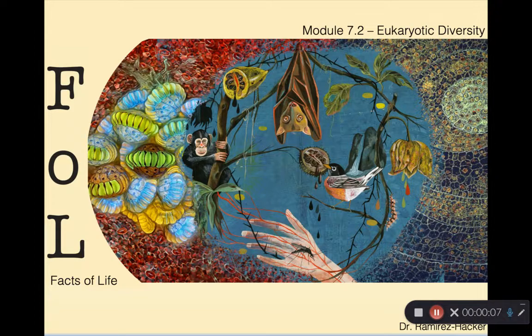All right, everybody, welcome back. We are continuing on to Module 7.2. We're continuing looking at eukaryotic diversity. So in our last module, we started to look at a broad clade of organisms that exhibit bilateral symmetry. And that's where we're going to start to pick up in this lecture.